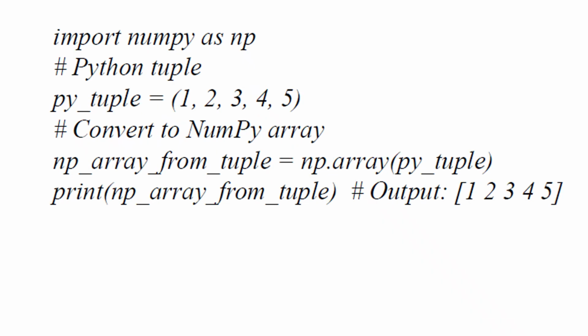Generate an array from a Python tuple. The first line, as usual, we write import numpy as np. Then we have the variable py_tuple, within the brackets you have the values 1, 2, 3, 4, and 5. And here is a variable np_array_from_tuple, and here you have the syntax np.array(py_tuple). If we print this variable, you will get the output as 1, 2, 3, 4, and 5. So by using np.array, we can also create an array from a tuple.